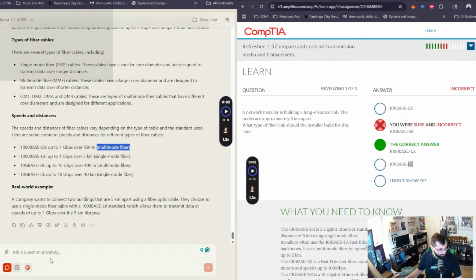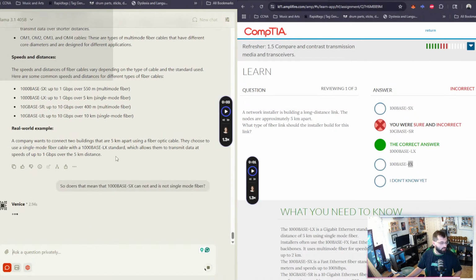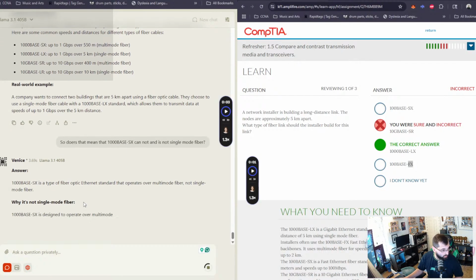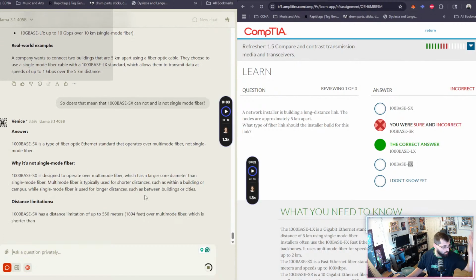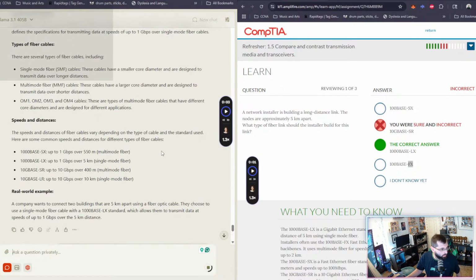So does that mean that 1000 base dash SX cannot and is not single mode fiber? If this is true, then it makes sense. If it's not, no. Okay, yes. All I needed was a yes, dude. Okay, hold on.